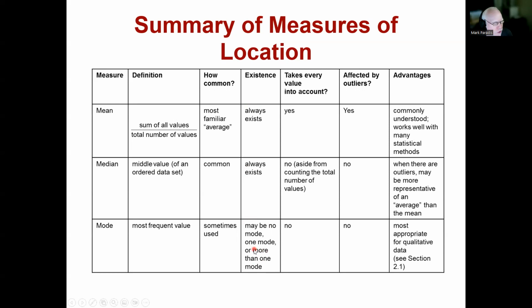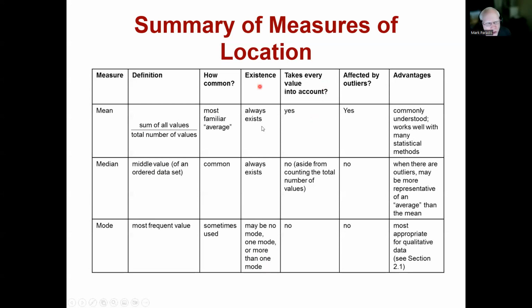So there might be just no value. If every different value is distinct, then there's no value that's most common. There might be more than one mode. So say every value is distinct except 2 people got one score and another 2 people got a different score. Then you might have more than one mode. But it's also possible that there's none.